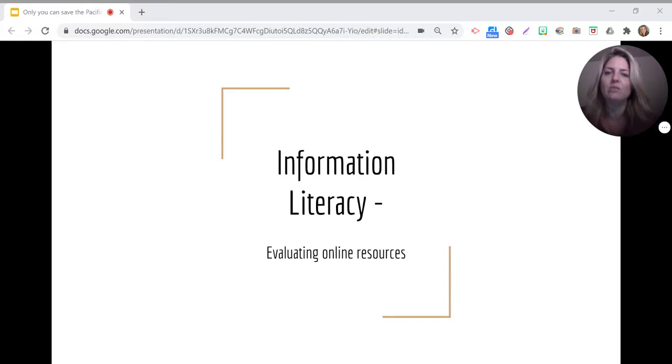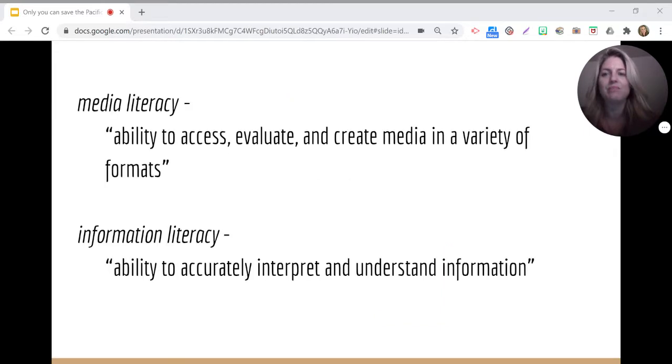Before we answer that question, we need to define some terms. This lesson is actually about information literacy and evaluating online resources. The first term we need to define is media literacy. It is the ability to access, evaluate, and create media in a variety of formats. This means you have access to the necessary information, can tell it is good, and are able to use it effectively. And the second term we need to define is information literacy. It is the ability to accurately interpret and understand information. This means you get what the information is trying to relate.